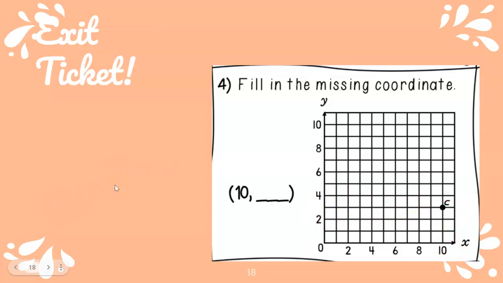Here's what you're going to do. You're going to go get the math packet from the substitute and practice your coordinate grids. If you finish early, I want you to go to your iReady map and work on your personal learning path.